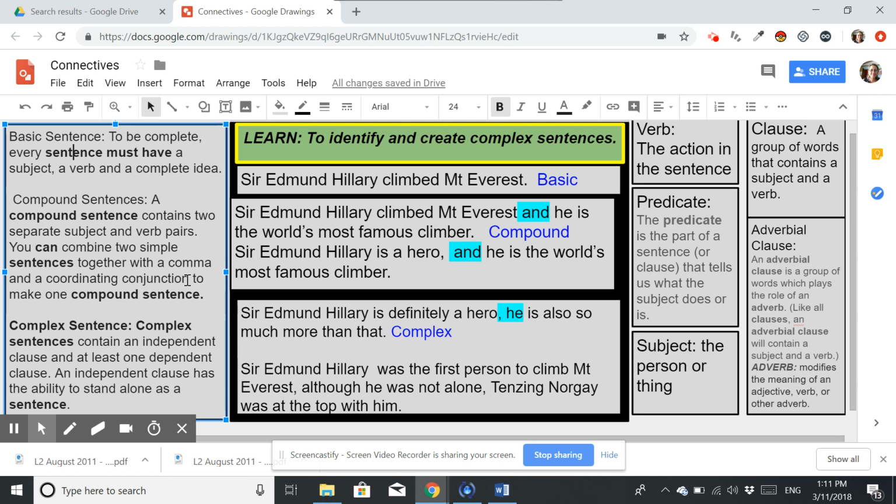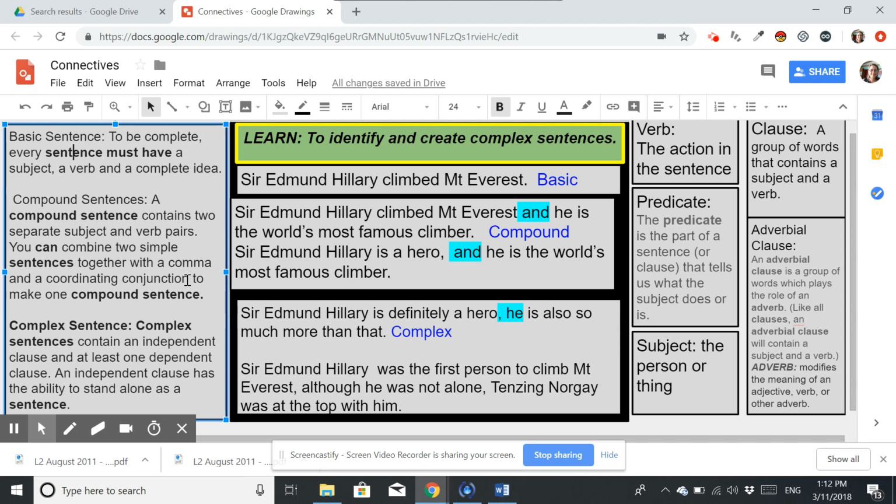Okay, so an example of a complex sentence is Sir Edmund Hillary is definitely a hero. He is also so much more than that. If I tried to say he is also so much more than that, we don't know what that is, so it wouldn't work as a sentence on its own. It must be joined to the other part of the sentence. And that is what makes it complex, because the dependent clause, he is also so much more than that, must be with the independent clause, the standalone part. Sir Edmund Hillary is definitely a hero.